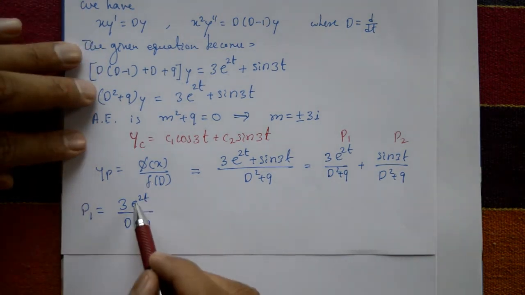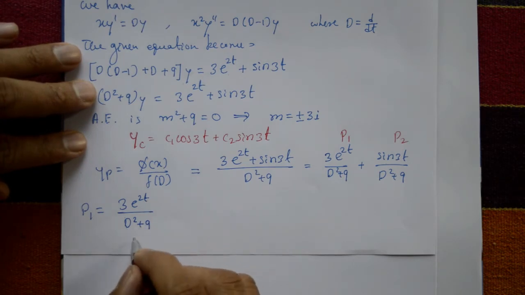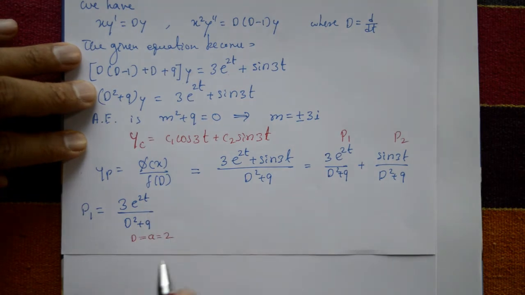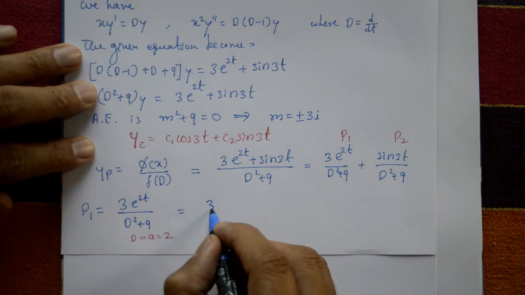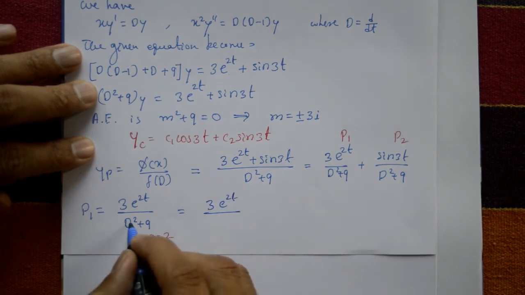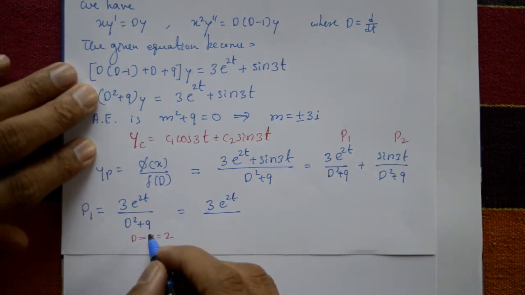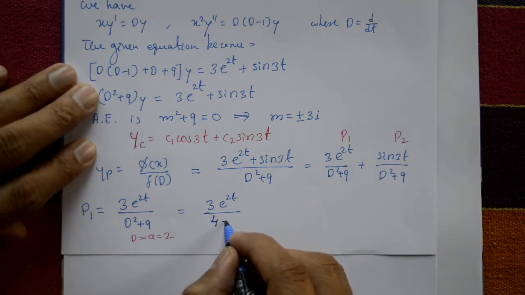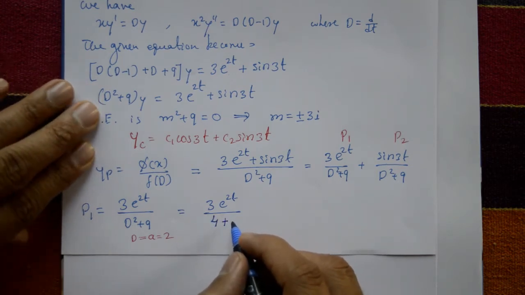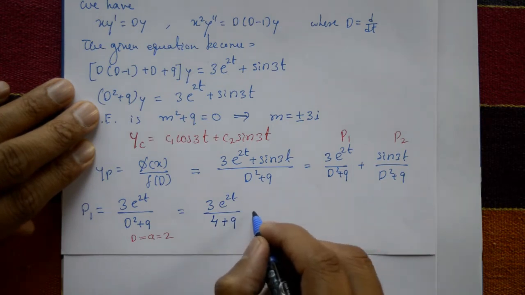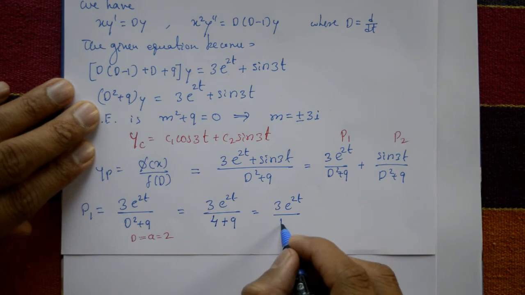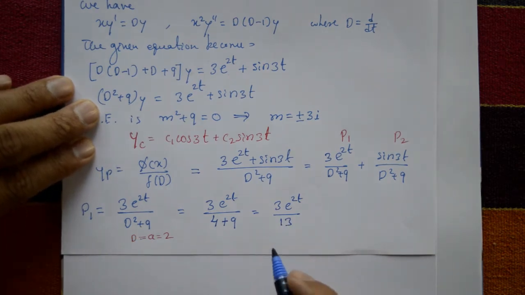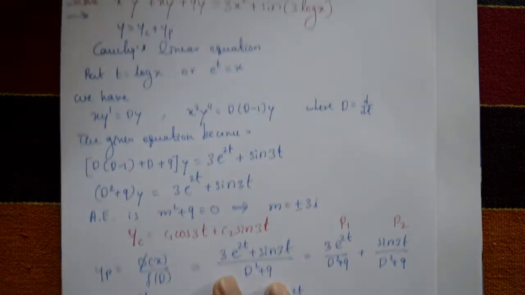First, P1 is 3 into e raised to 2t divided by D squared plus 9. For e raised to ax upon f of D, put D equal to a. Here a is 2, so substitute D equal to 2. Then 3 into e raised to 2t divided by 4 plus 9, which equals 3 into e raised to 2t divided by 13. This is P1. Now go to P2.